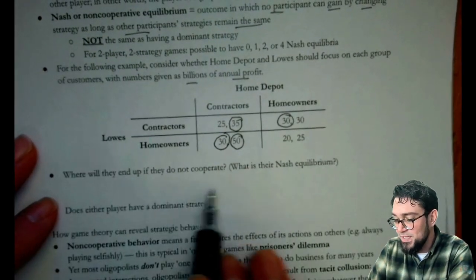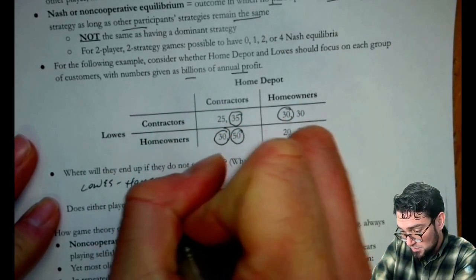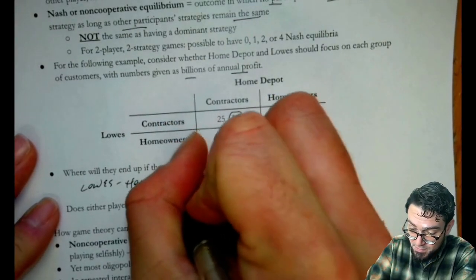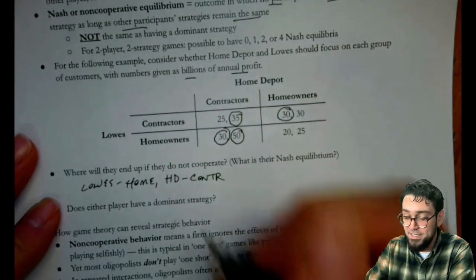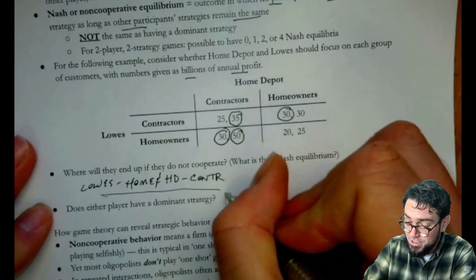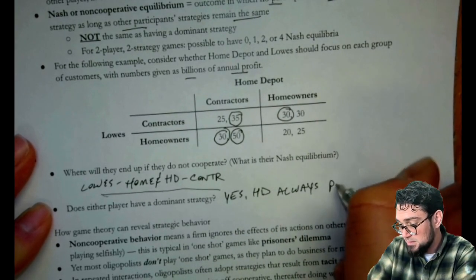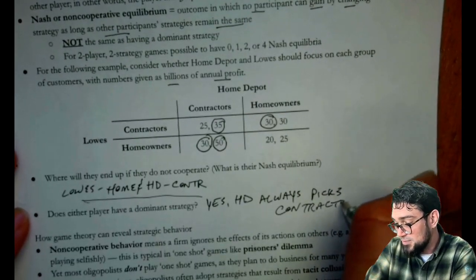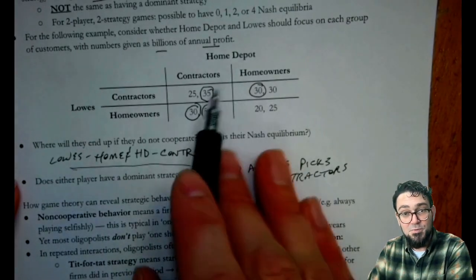So first it says, where will they end up if they do not cooperate? We would say Lowe's homeowners, and I'm just describing the strategies they're choosing. I'm saying Lowe's homeowners, Home Depot contractors. And if I had more than one, I would just label them both, right? So I'd say, here is that Nash equilibrium. Does either player have a dominant strategy? Yes. Home Depot always picks the contractors. And so we say that Lowe's does not, because sometimes they switch. But yes, Home Depot is always going for the contractors.